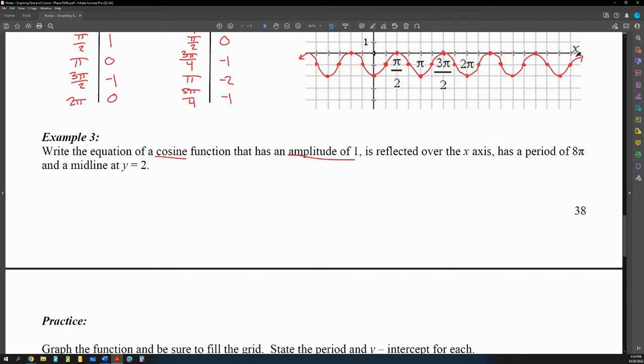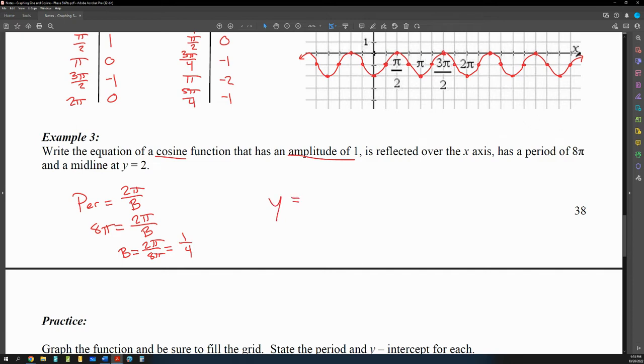Let's start with that period. So we know that period is equal to 2 pi over b, right? So I'm going to use my period, 8 pi, and I'm going to use that to find my b value. So I know that if I were to multiply both sides by b and divide both sides by 8 pi, I'm going to get b is equal to 2 pi over 8 pi. Well, I know that 2 pi over 8 pi reduces to 1/4. So I know that my b value is going to be 1/4.